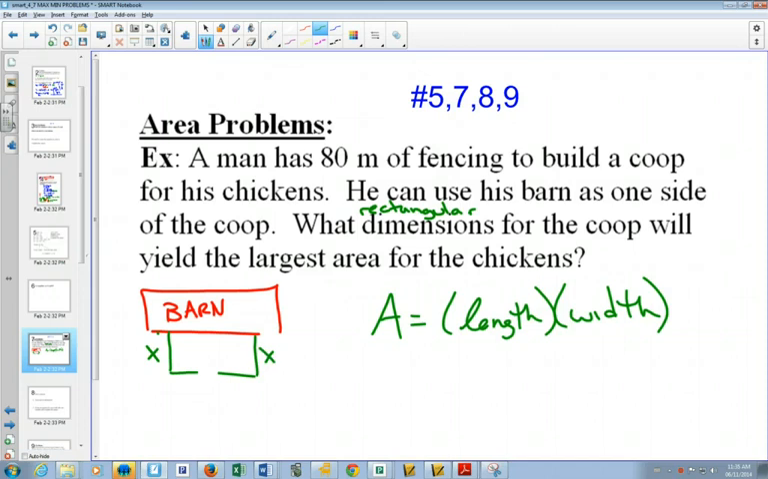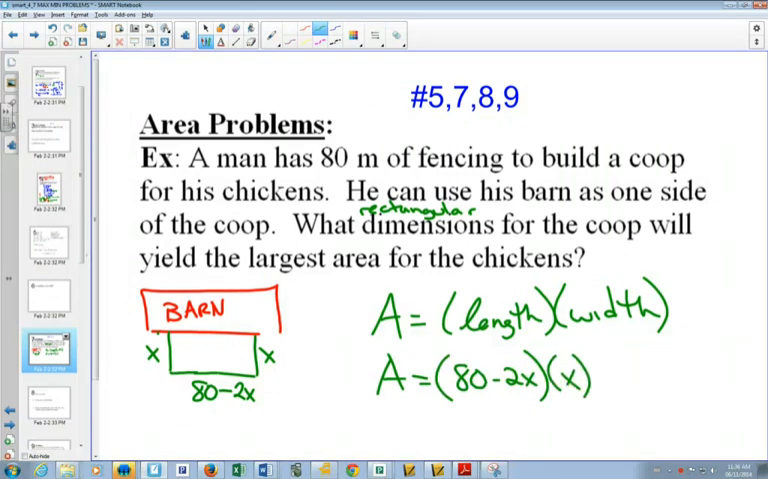Now what's left on the bottom? Well, you could figure it out last time. 80 minus x plus x, or 80 minus 2 of those x's, right? Because if it was 5, we subtracted 10, because 2 5s were used up. Now we can go to our equation. The length was 80 minus 2x, and the width is x.